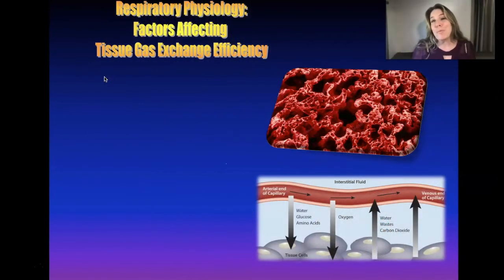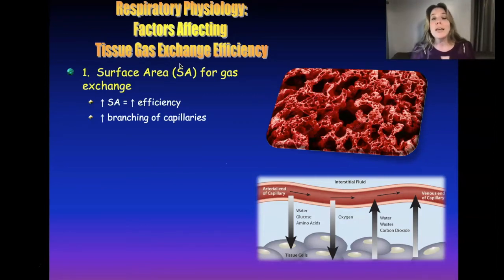By now you're probably familiar with the fact that there are many things that can affect how the respiratory system works. We talked about factors that could affect pulmonary ventilation. We talked about factors that could affect pulmonary gas exchange. Likewise, there are 3 factors that affect tissue gas exchange efficiency. One is kind of like we had in pulmonary gas exchange, and that is surface area. Except with pulmonary gas exchange, we were talking about the surface area of the alveoli in addition to the surface area of the pulmonary capillaries. With tissue gas exchange, we're specifically talking about the surface area of the systemic capillaries.